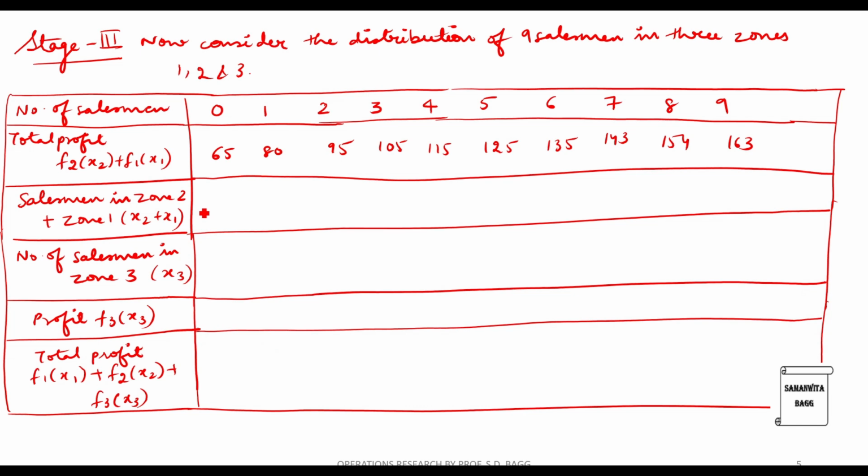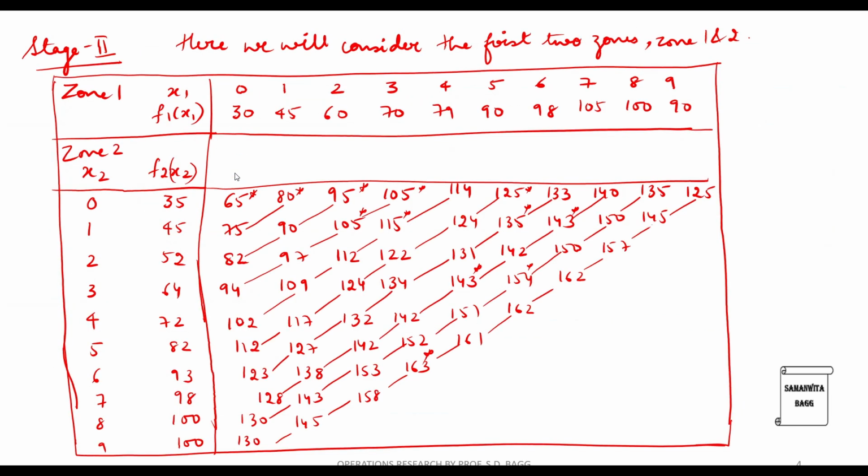Now I'll write down salesmen in zone 2 plus zone 1. So this we will get from here. Zone 2 for the first one is 0. Zone 1 is 0. Then when you have the highest at 80, zone 2 is 0, zone 1 is only one salesman. So it is 0 plus 1. Third value highest is 95, 0 plus 2. Fourth value is highest at two places. So it is 0 plus 3 and 1 plus 2.